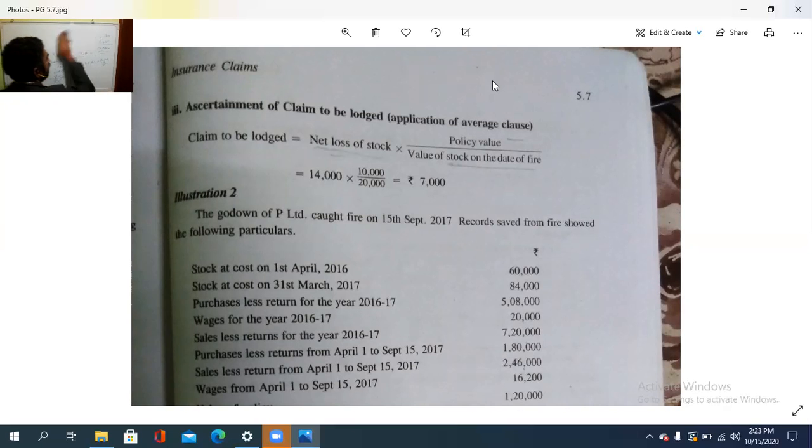We need to prepare what? Ascertainment of the loss of stock on fire, ascertainment of the net loss on stock on fire, and application of the average clause or ascertainment of the claim to be lodged. Clear? So this is the case with regard to the first one.